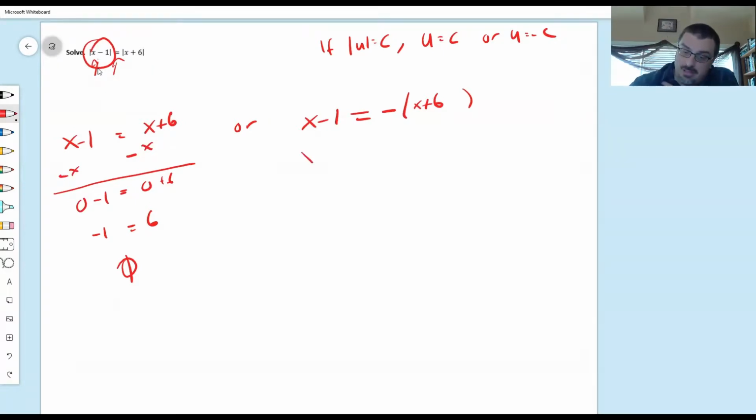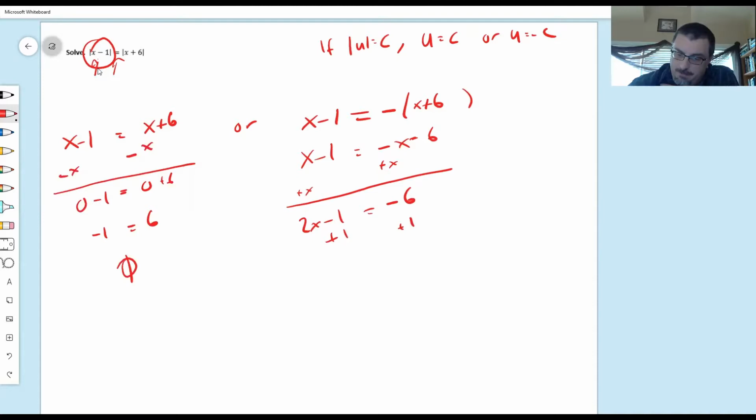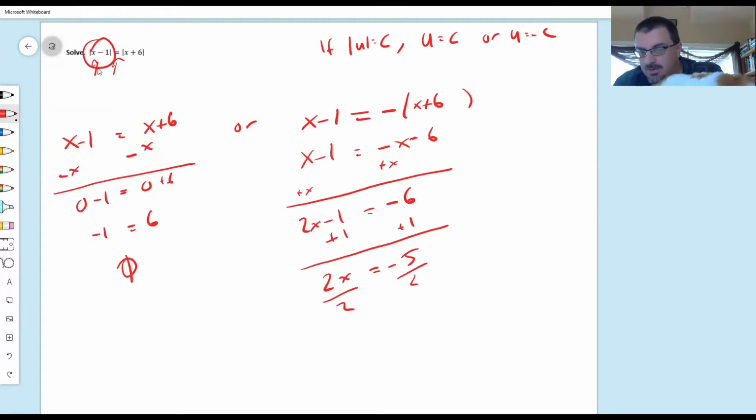So if I solve this, x minus 1 equals minus 6 plus x, not plus, sorry, minus x. And if you solve it, plus x, 2x minus 1 equals minus 6. Add 1 to both sides. You get 2x equals minus 5. Divide both sides by 2. Kitty, you're in the way. You get minus 5 halves is your answer.